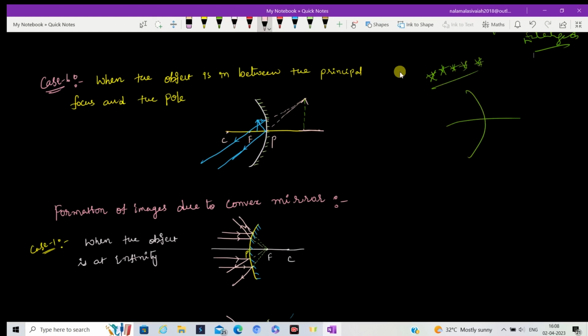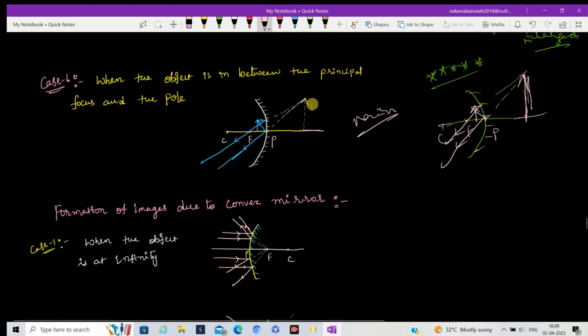If you are taking the pole, focus and center of curvature, and I place the object between the focus and pole, one light ray I am taking like this, another light ray like this. If you extend these light rays, they will meet at one point behind the mirror, with dotted lines. You can see in the main diagram that the image is drawn with dotted lines because it is a virtual image. So if you place the object between focus and pole, the image is formed behind the mirror. What is the nature of the image?